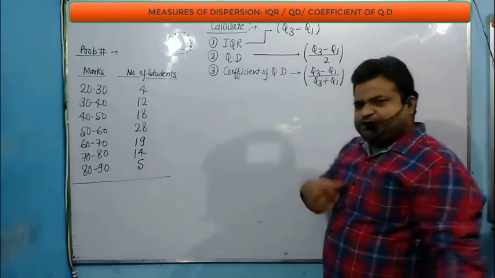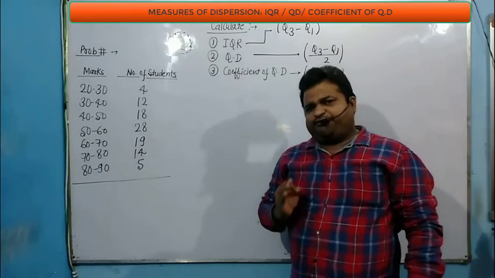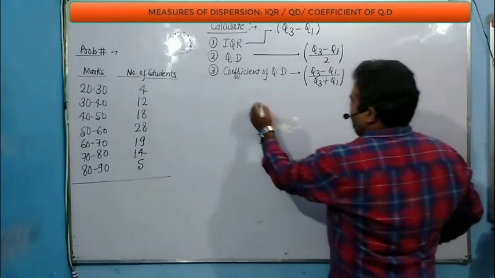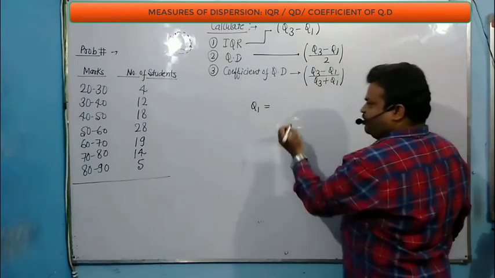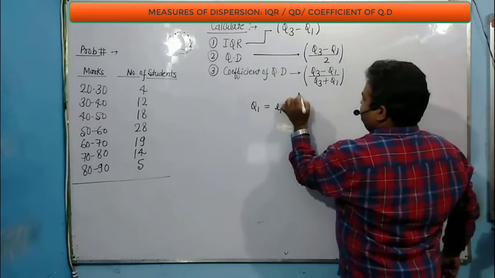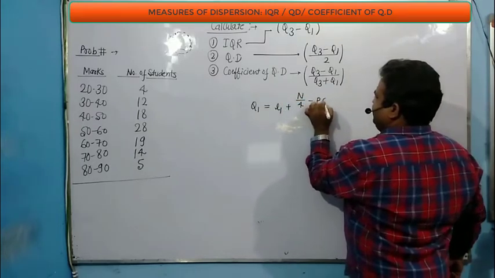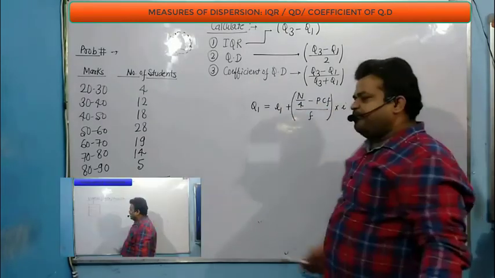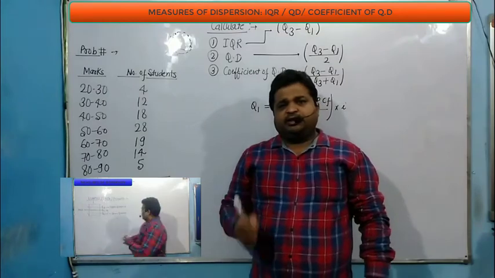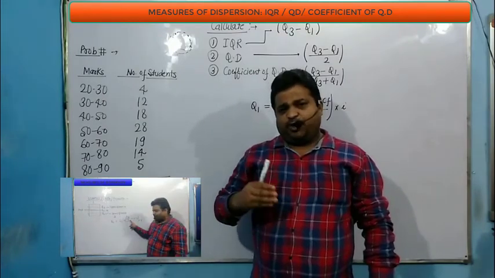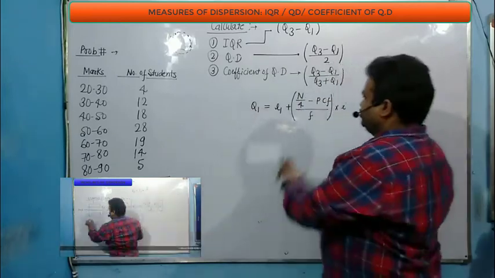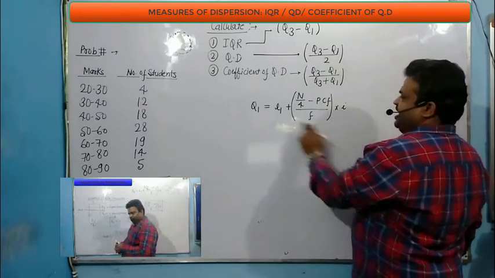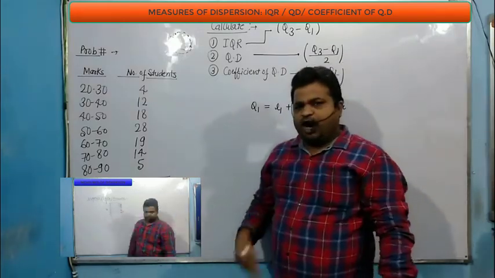Before starting, again I say that one should know the formula of the first quartile and third quartile. What is the formula of the first quartile? Q1 equals L1 plus (n by 4 minus PCF) divided by F, into I. Go back to the previous classes where I discussed the formula of the first and third quartile. For calculating Q1 you require L1, n by 4, PCF, F and I.